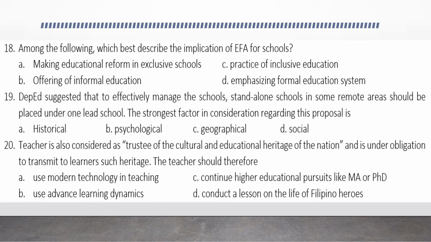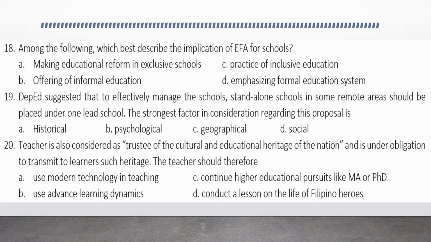Number 18. Among the following, which best describes the implication of EFA for schools? EFA meaning education for all. Asa ko na nila ang nag-imply or nag-support sa EFA for schools, education for all. When you say education for all, this particular policy refers to making the schools accessible and open to all, regardless of gender, regardless of culture, regardless of age, ethnicity, and other factors. Meaning the schools should be open to everyone.